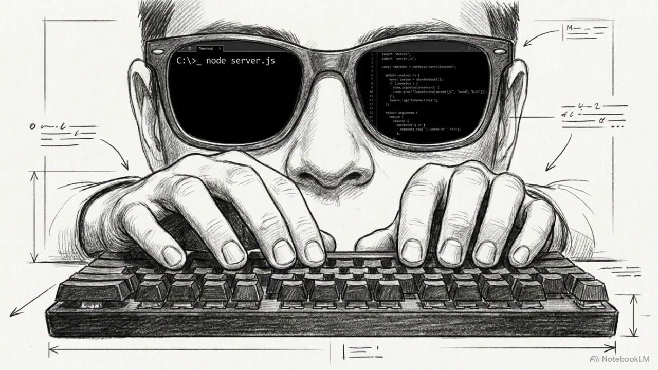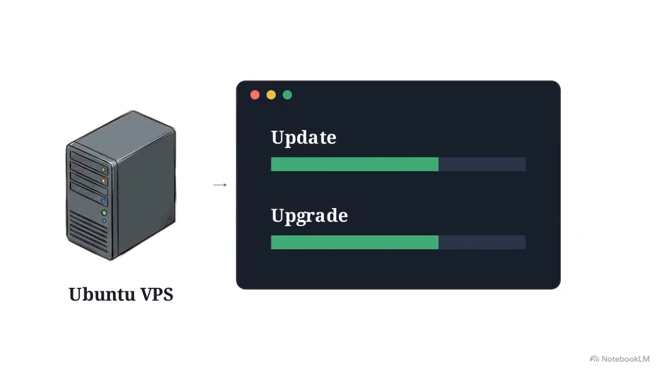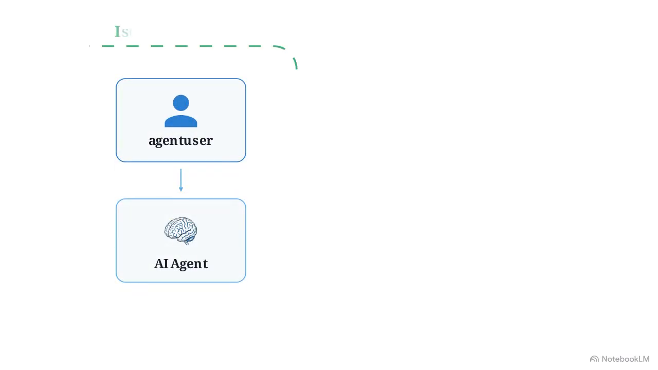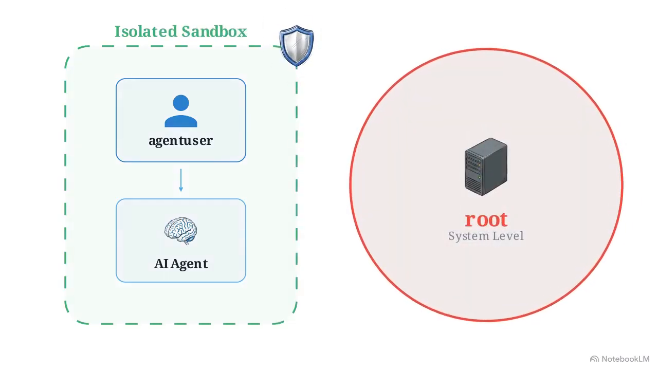Open your terminal and SSH into your fresh VPS as the root administrator. Before we install anything, we have to establish basic hygiene. Run the standard apt update and upgrade commands, then create a brand new dedicated user. We will run our agent from this new profile to isolate its permissions away from the root system.